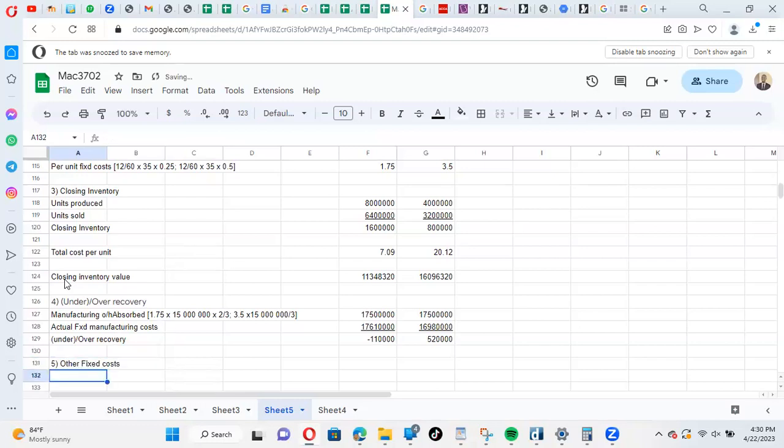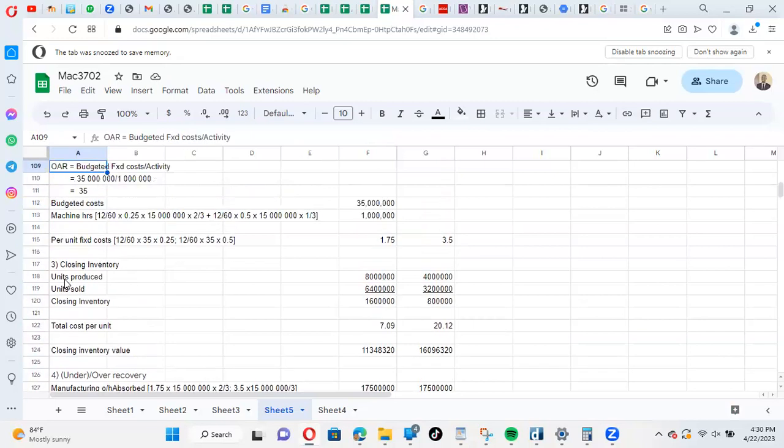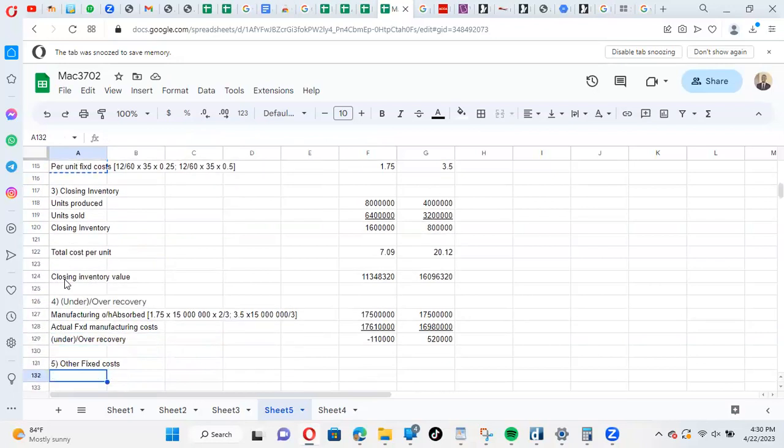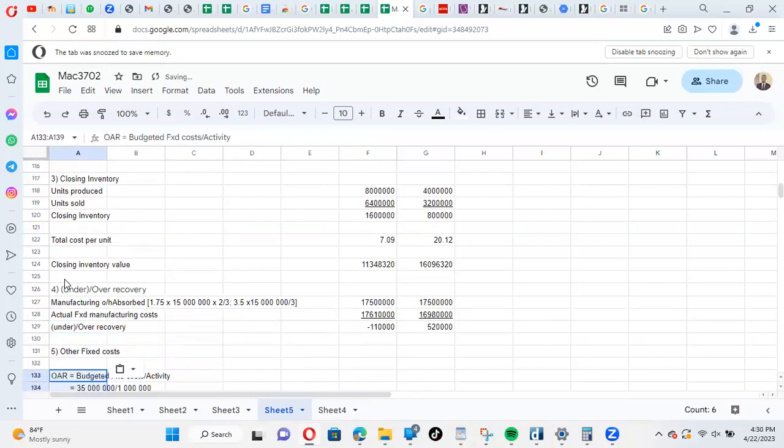All right. Yes, that whole story now is beginning. So we are basically doing the same thing that we did here. Here in the budgeted costs, the machine hours is 12 over 60. All right. So now we'll just change those amounts to the ones that we want now.